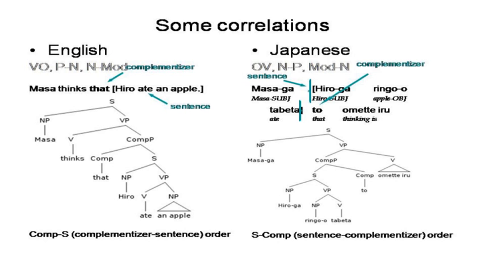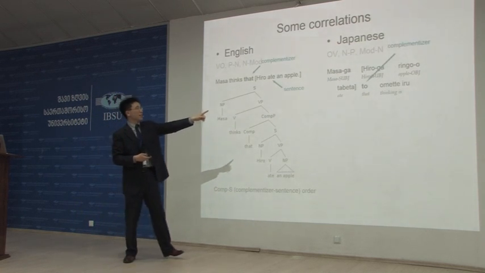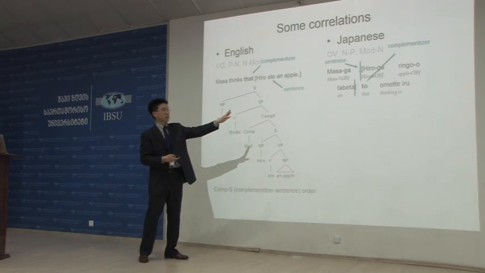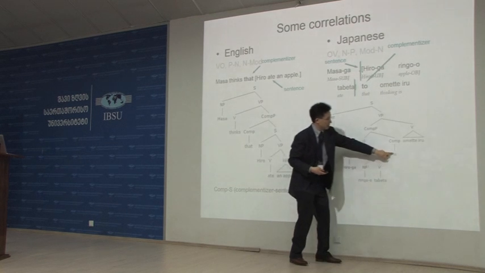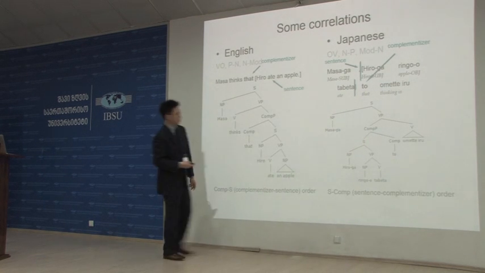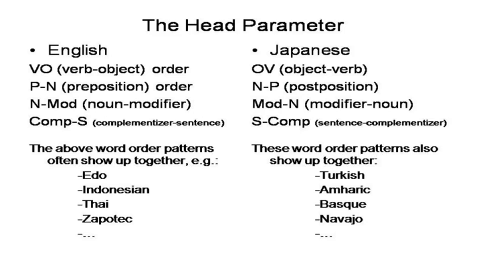In Japanese, we would say this, which I can't say. But the point to notice is that the complementizer comes after the sentence, okay? And it would look like that. You see the complementizer is here after the sentence. So we have the opposite order. So we have all four of these, which are just reverse of each other.